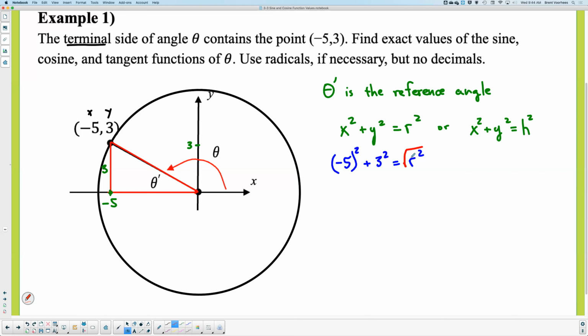The square, they get rid of that square. Now, usually when you add a square root that's not originally there, you need to do a plus or minus. But by rule, a radius has to be positive. Radius cannot be negative. It's a circle. Can't have a negative radius. So we're not going to do plus or minus. We're going to say it's a positive.